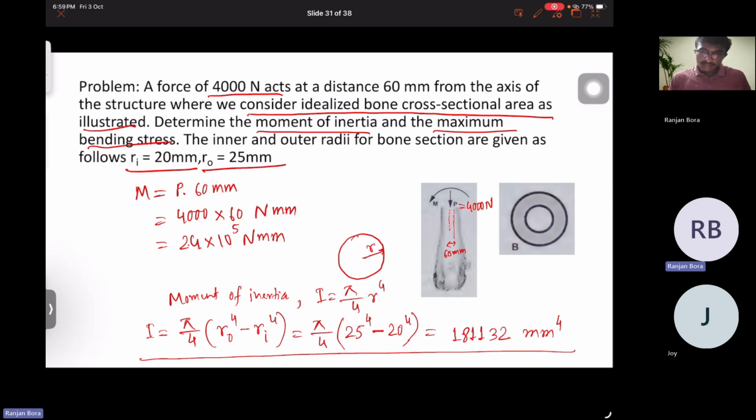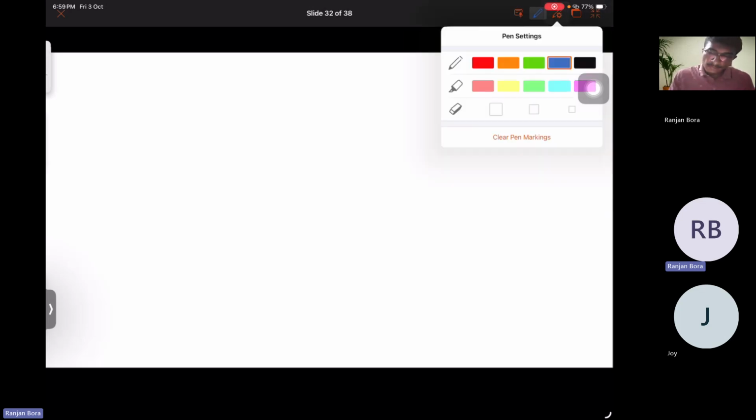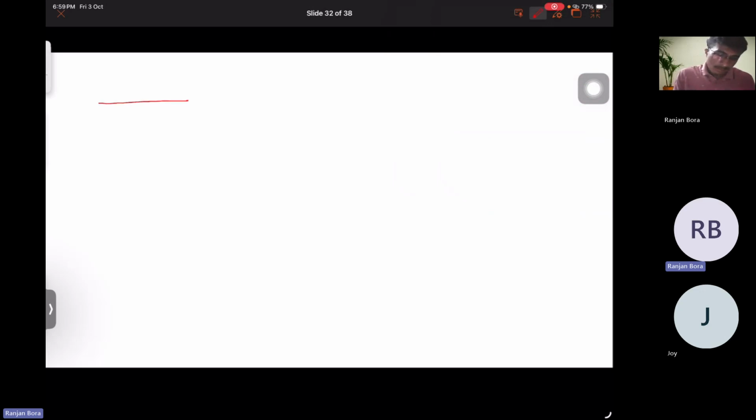Now we need to find the maximum bending stress. We have calculated the value of the moment of inertia, and now we need to calculate the value of the maximum bending stress. How will we do that? In the case of bending, assume this beam is acted on by a bending moment M. The beam gets deformed in this manner; in this way, the beam is bent.